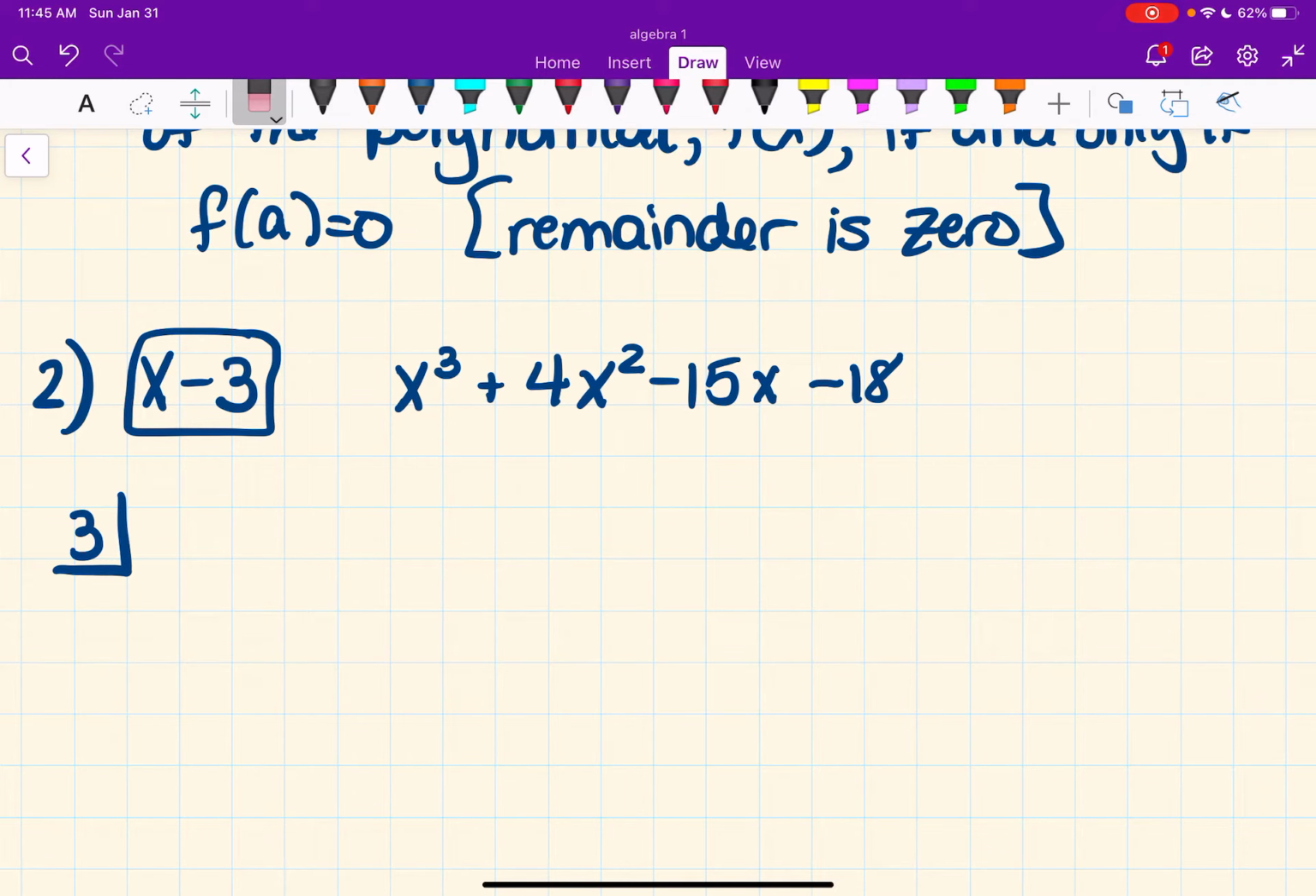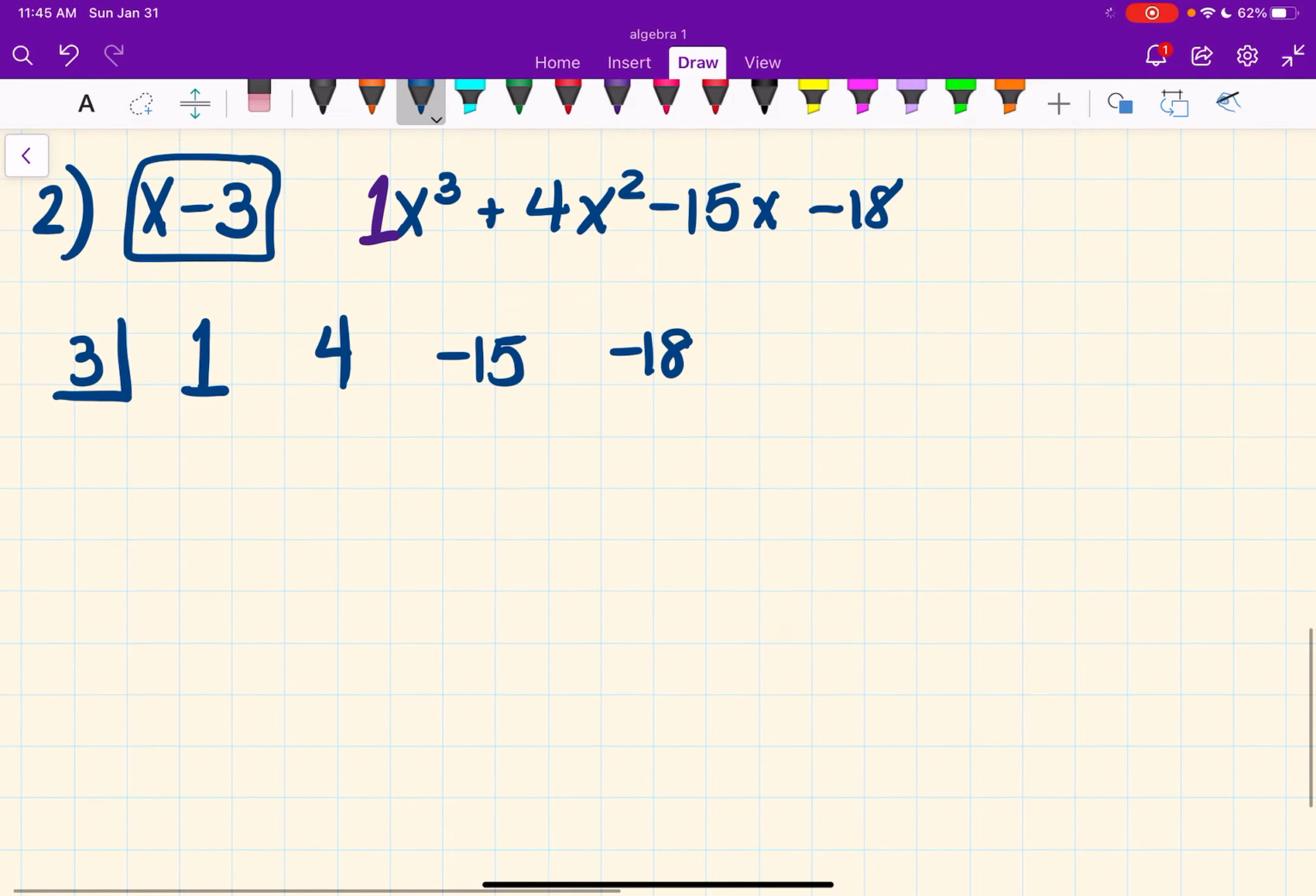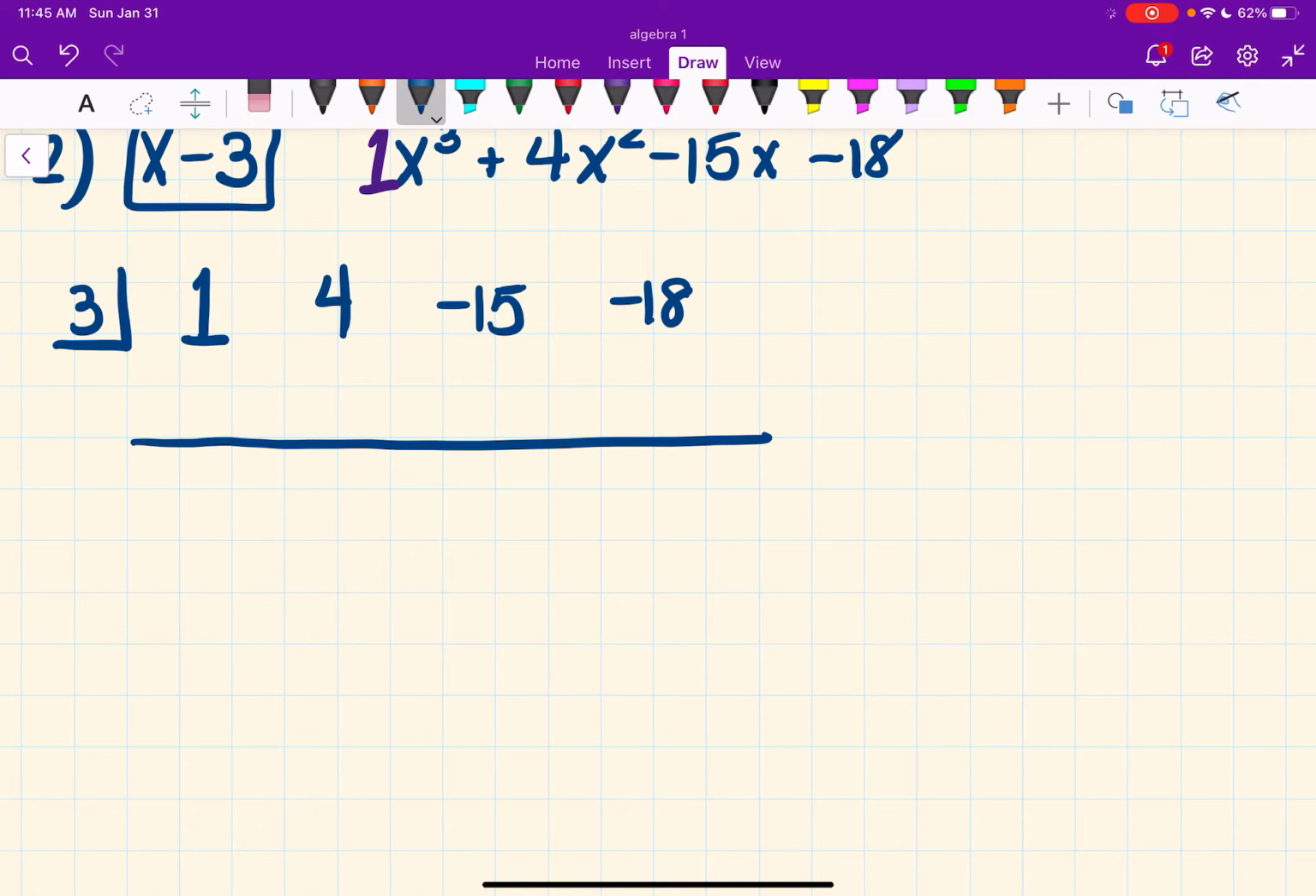Our coefficients are 1, because what's in front of my x to the third is a 1. So it's 1, that's x to the third. 4 is x squared. Negative 15 is on our plain old x. And then negative 18. There's no need for placeholders in this problem. If this is truly a factor, then we should get 0 as our remainder. So let's do that. Bring down our 1. 3 times 1 is 3. That's 7. 3 times 7 is 21. And again, we're adding these every time. Negative 15 and 21 is 6. And then 3 times 6 is positive 18.